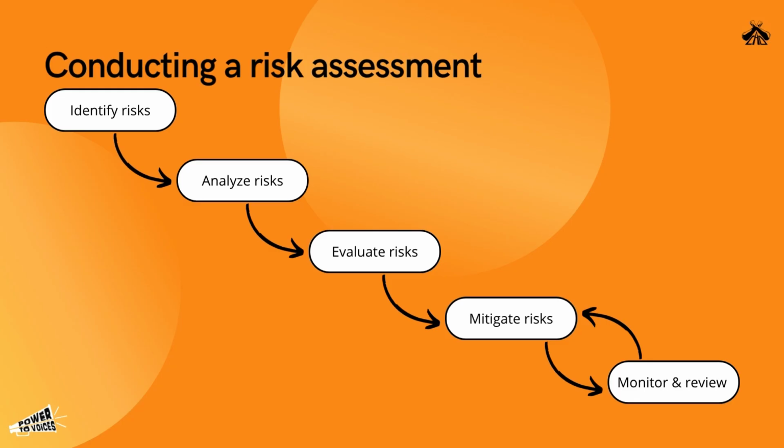Step 4, define and implement mitigation measures. These are the concrete actions, safety plans, communication protocols, or partnerships that help reduce exposure. And finally, step 5, monitor and review. Risks evolve, and so should your plans. Regularly update your assessments as new challenges arise. Once we have assessed the risks, we need clear, actionable steps for what to do when things happen. And that is where SOPs come in.